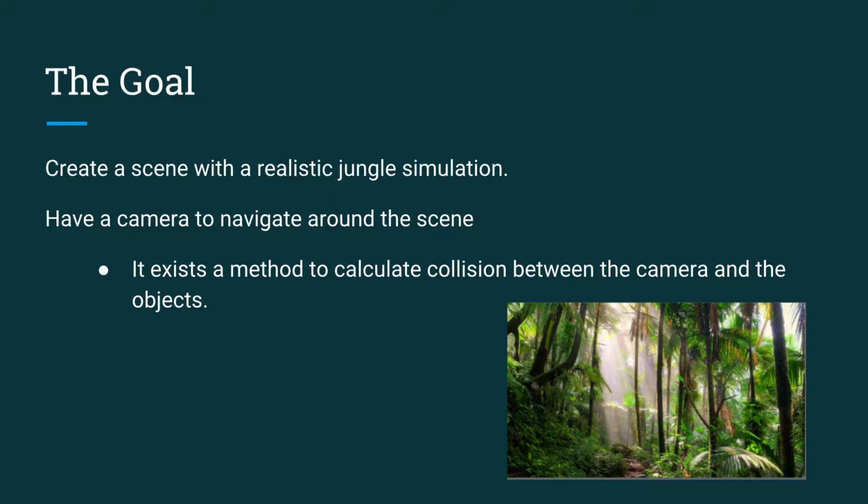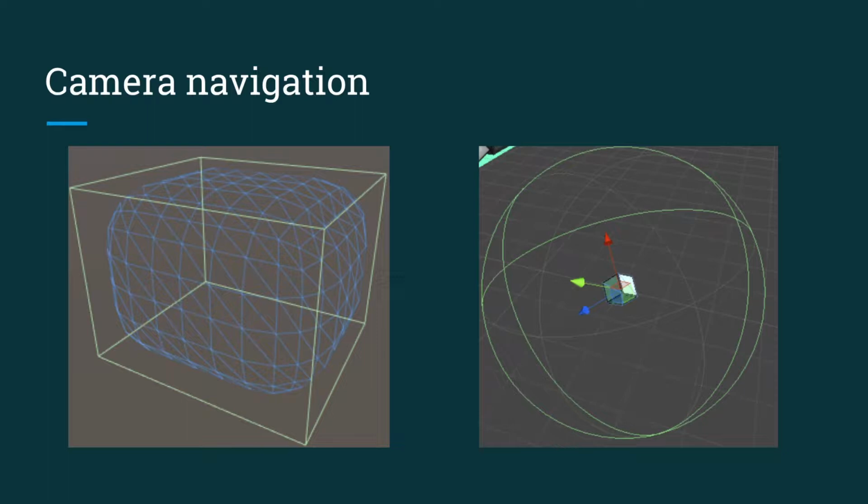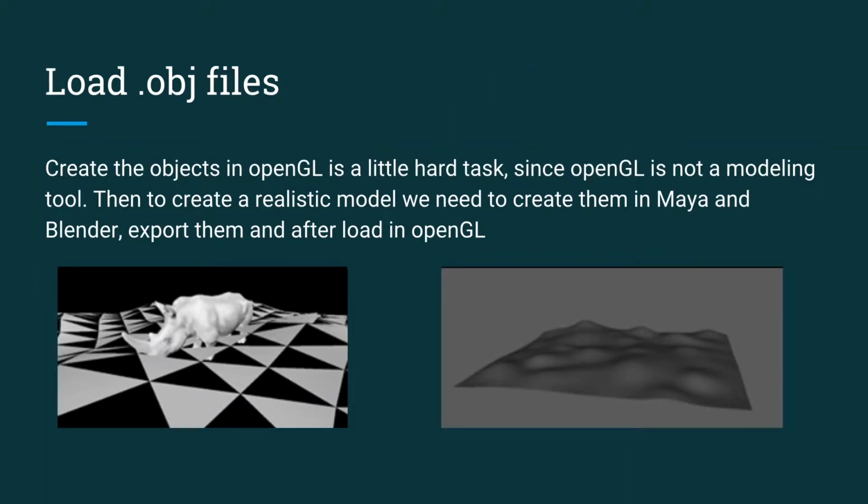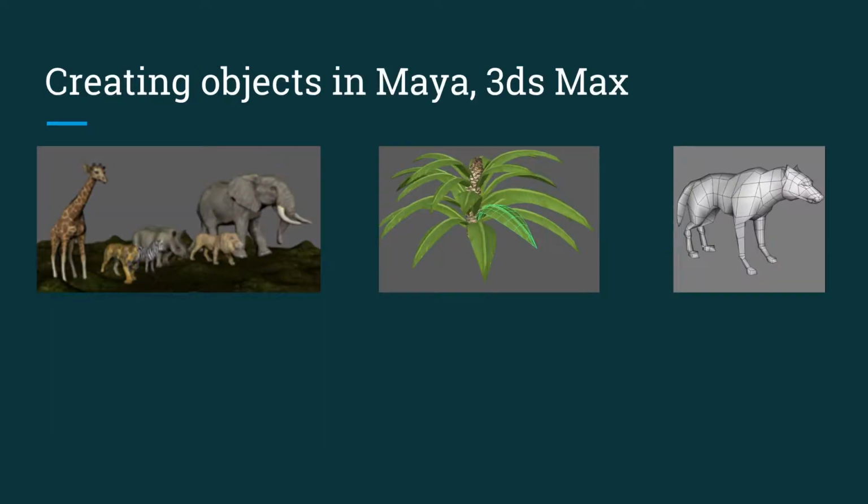We have a camera to navigate around the scene. In the camera method, there is a method to calculate collision between the camera and the objects. The camera navigation was made by Amaury Blanco. The method to load the 3D objects was made by Alexis España, and I created objects in Maya and 3D Max.